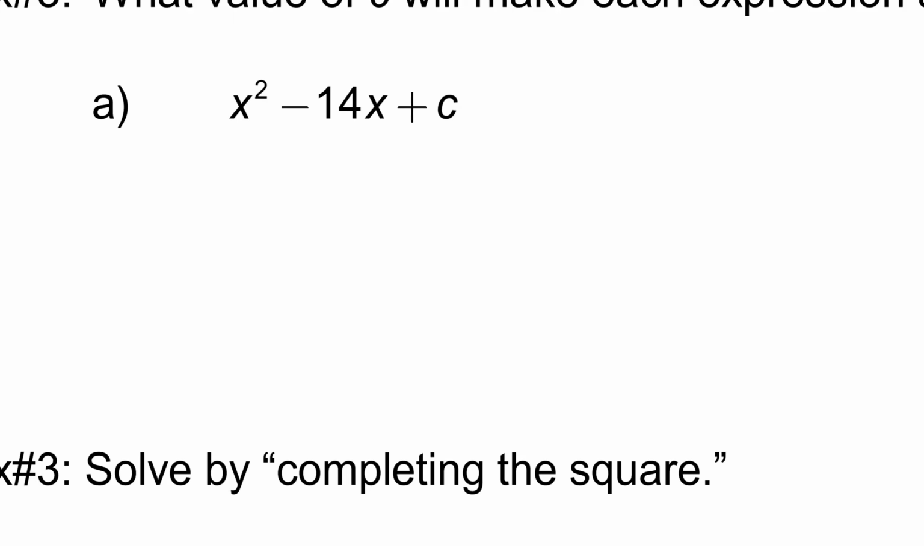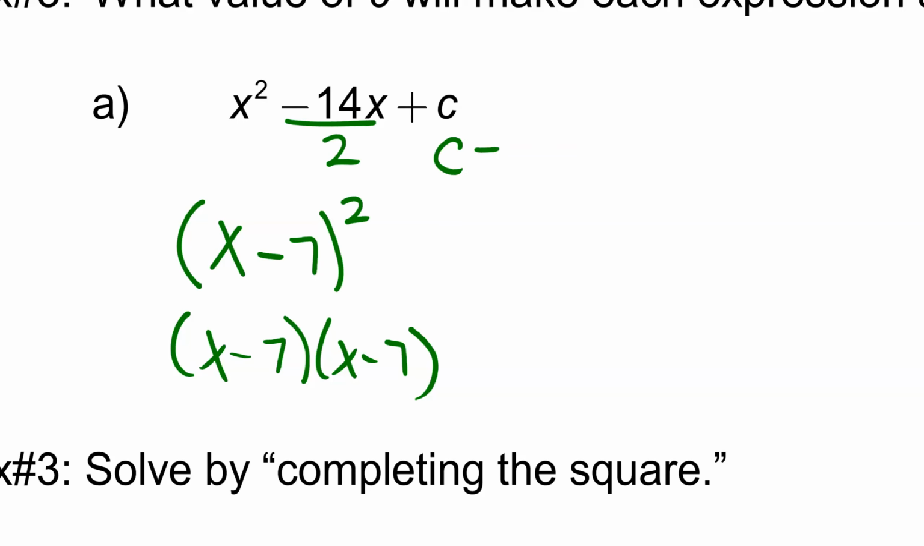To make it a perfect square trinomial, ideally, what's half of the middle number? Half of negative 14 is negative 7. So I want this to be a perfect square trinomial, meaning x minus 7 times x minus 7. So what is negative 7 squared? 49. C should be 49, so that way it'd be a perfect square trinomial.